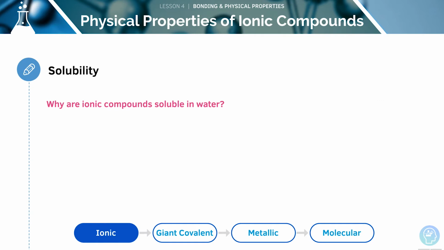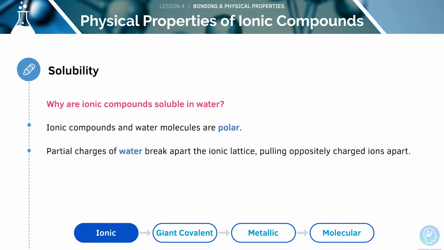So why are ionic compounds soluble in water? Ionic compounds easily dissolve in water, which means that they are highly soluble. This is because both the ionic compounds and the water molecules are partially charged, or polar. Partial charges of water will break apart the ionic lattice, pulling the oppositely charged ions apart. This will cause the ionic compound to dissolve.